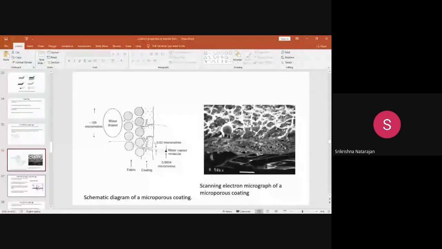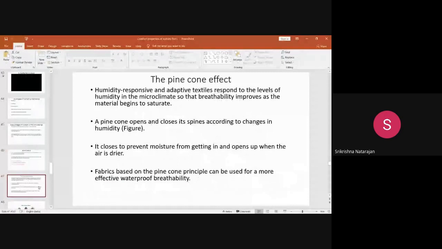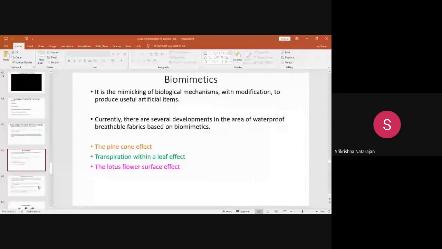So till now, these membranes we have discussed. Today we will revise this biomimetics topic, which we have already learned during the last month's lecture.